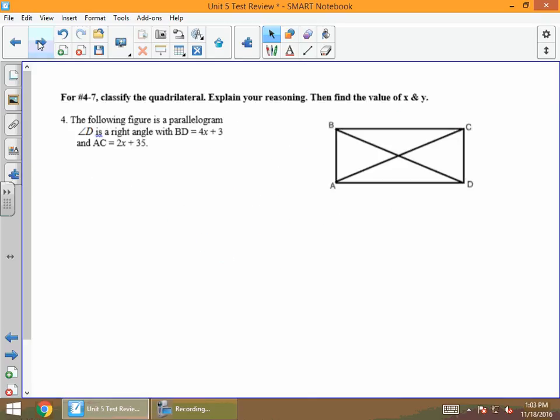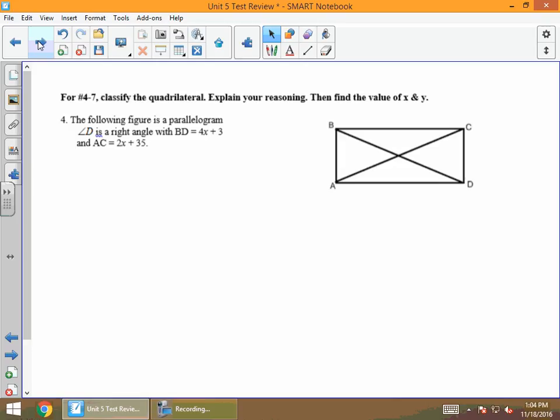Moving on. Now this one, 4 through 7. It says classify the quadrilateral. Explain your reasoning, then find the value of x and y. All right. So let's see what we got here for number 4. The following figure is a parallelogram. Fantastic. Angle D is a right angle. BD is 4x plus 3. AC is 2x plus 35.